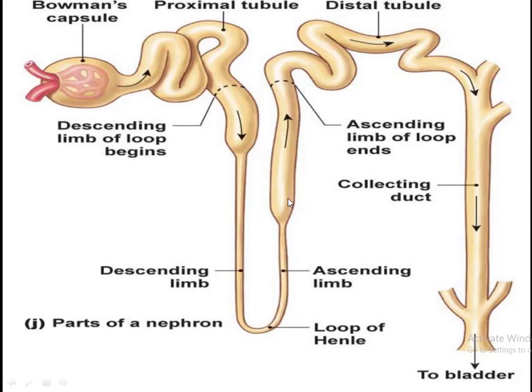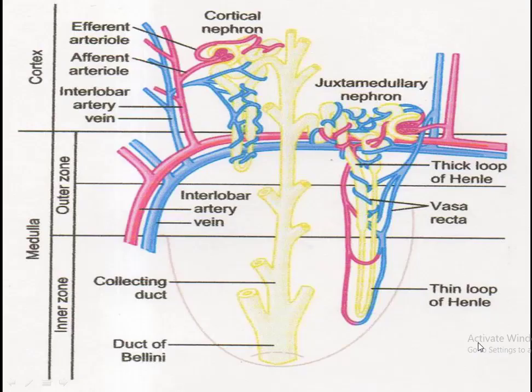The ascending limb has two parts, thin part and thick part. This is the thin ascending part of the loop of Henle, and this is the thick ascending part, and then it will ascend and return to the cortex. This is the distal convoluted tubule, which will collect the urine until reaching the collecting duct. There is a cortical collecting duct and a medullary collecting duct, and then it passes to the pelvis, to the ureter, and then reaches the bladder.